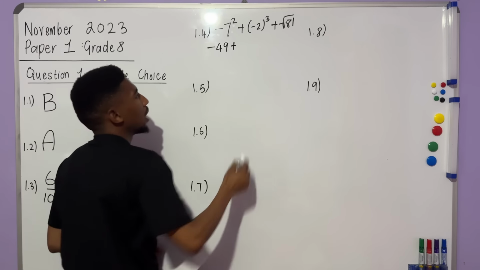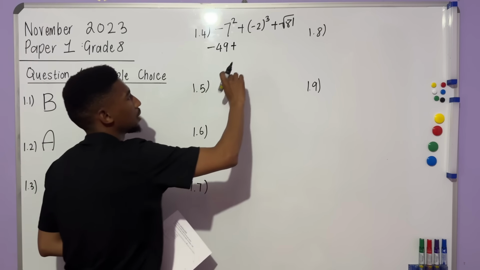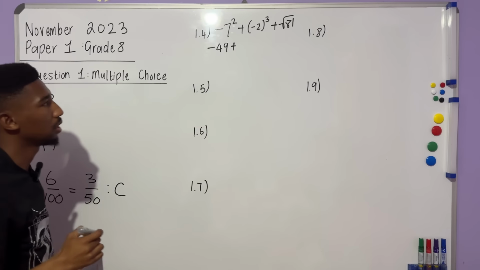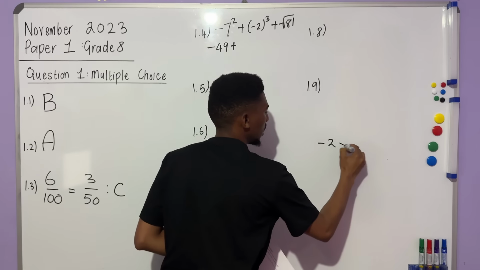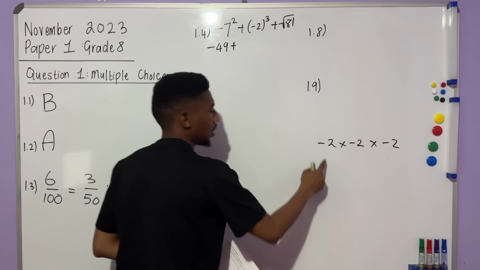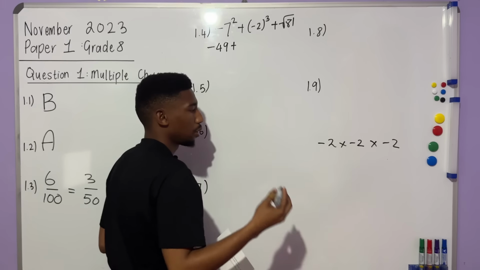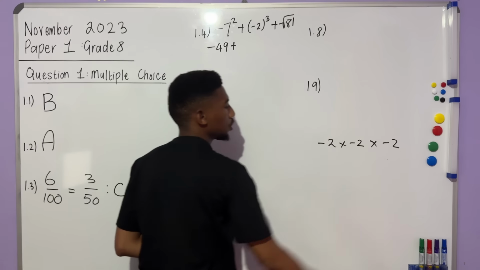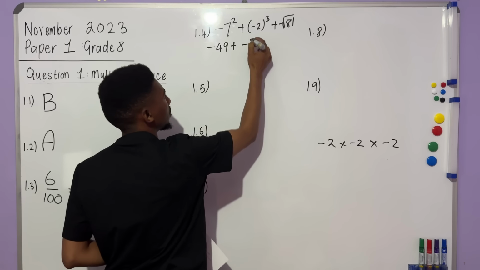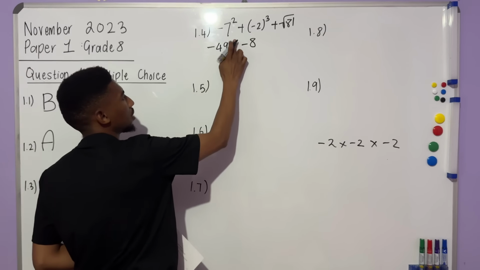plus, now that negative and the 2 is inside brackets to the power of 3. That means we're going to say minus 2 times minus 2 times minus 2. Minus 2 times minus 2 gives me positive 4 times minus 2 gives me negative 8. Okay, and a plus and a minus there gives us just a minus. And the square root of 81, it's simply 9.